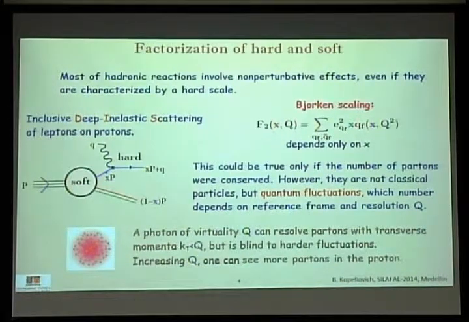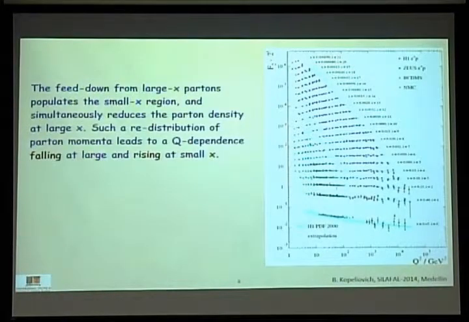This means that partons at large x fall down and increase the population of the small x region. However, the number of partons at large x is reduced, and this means the following simple prediction: when you increase Q, then at large x the parton density should fall down, and at small x it should rise. And data perfectly confirm this expectation.